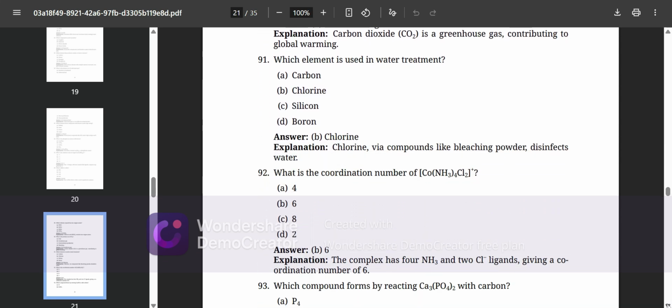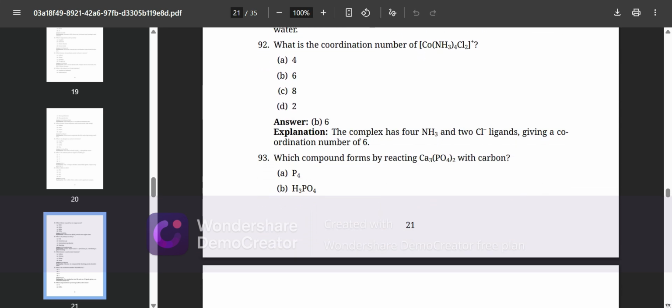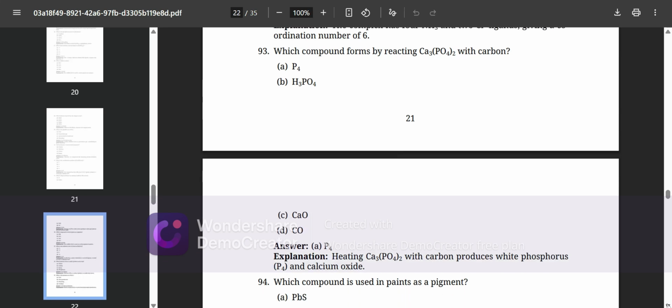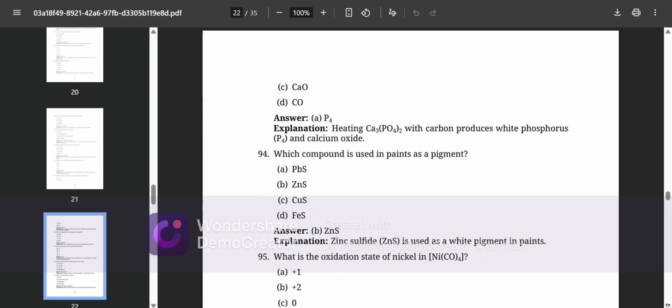What is the coordination number of [Co(NH3)4Cl2]+? 6. The complex has 4 NH3 and 2 Cl- ligands, giving a coordination number of 6. Which compound forms by reacting Ca3(PO4)2 with carbon? P4. Heating Ca3(PO4)2 with carbon produces white phosphorus P4 and calcium oxide.